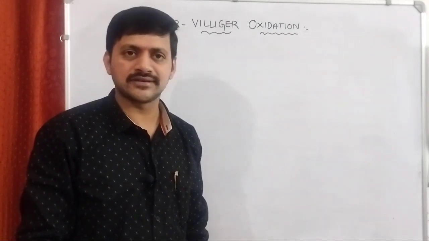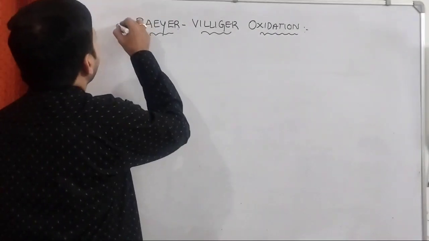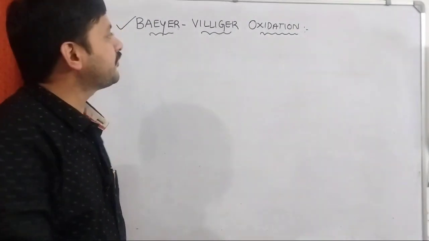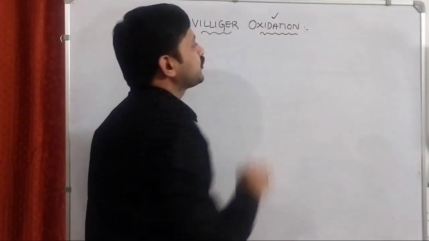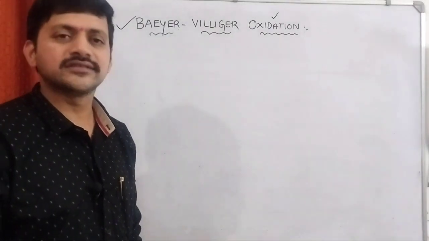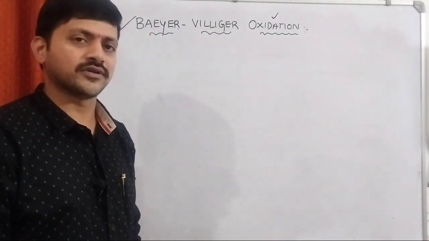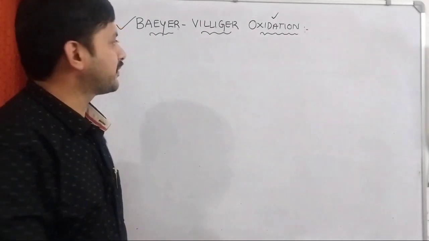Let's go to the next name reaction, Baeyer-Villiger Oxidation. The name itself indicates oxidation. It means that we are doing oxidation phenomena in this particular equation. See the statement.